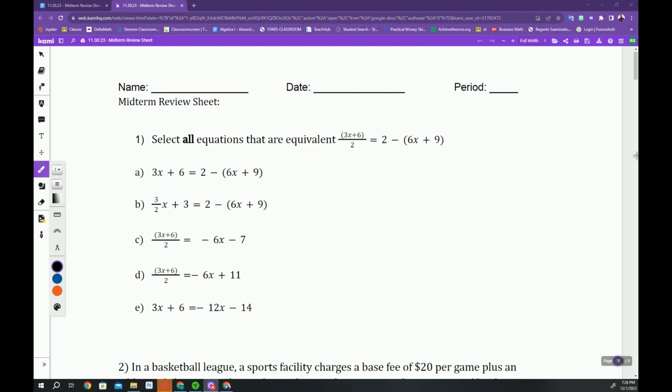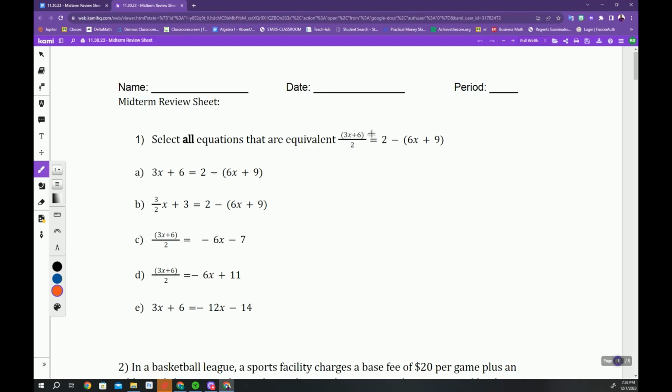Select all equations that are equivalent to (3x + 6) divided by 2 equals 2 minus (6x + 9). What you want to do here is look at this equation and see how it became this equation. If it breaks a rule of mathematics and could not have done that, then those equations are not equivalent.